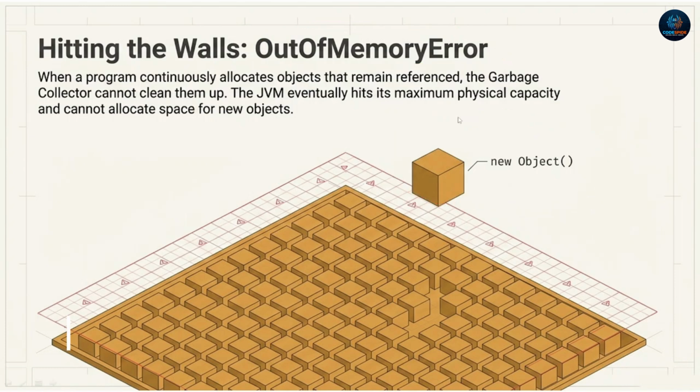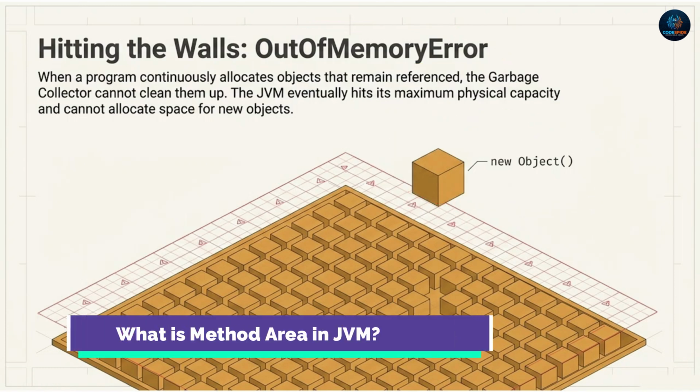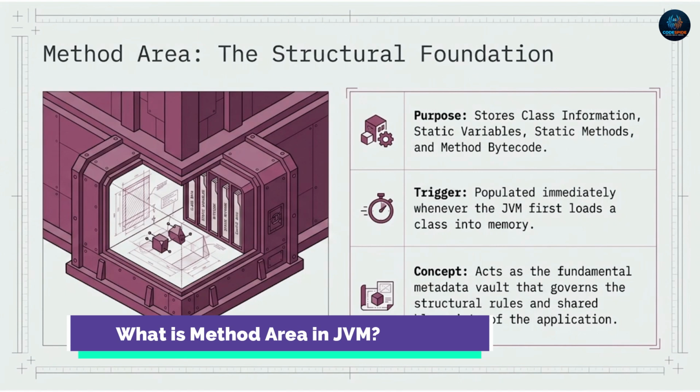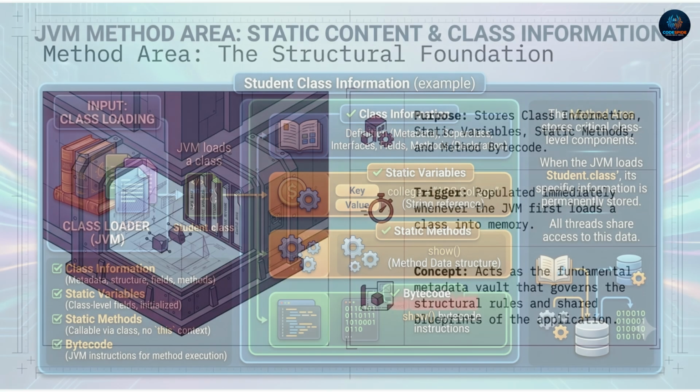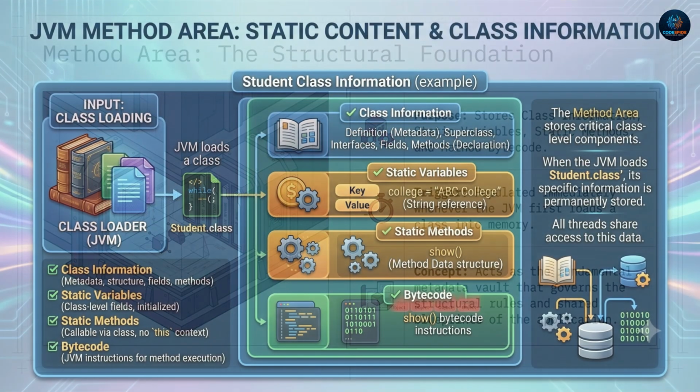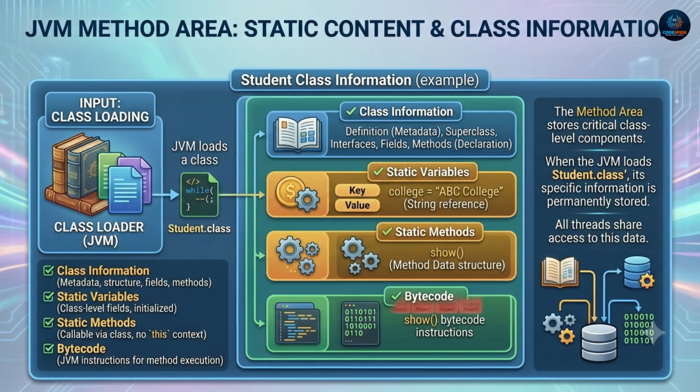Then moving to the next memory unit, which is called the method area. Now let's understand the method area. Method area stores class information, static variables, static methods, and bytecode. Whenever the JVM loads a class, its information is stored in the method area. That is the major working principle of the method area: to store class information, static variables, static methods, and bytecode.